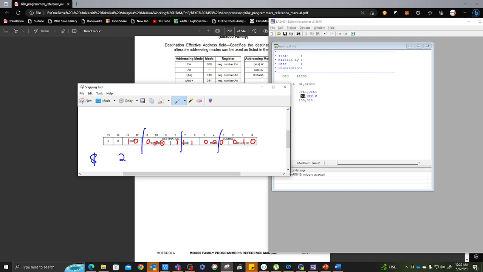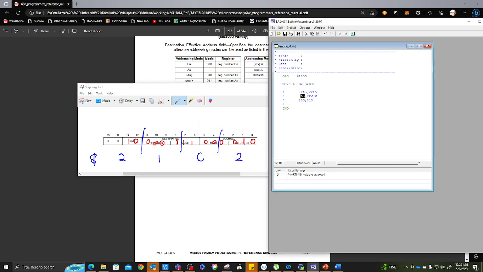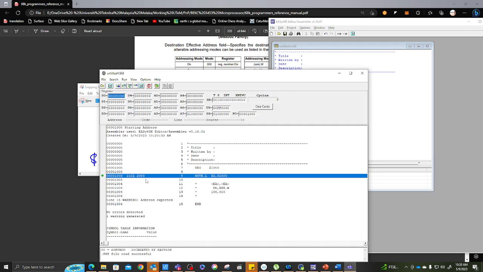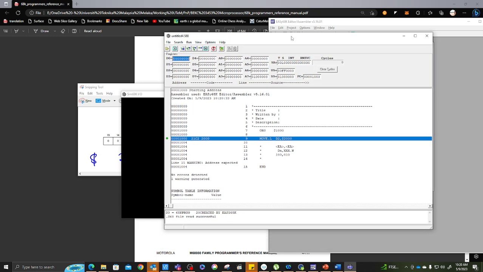So this is 2 and this is 1. This is 8 plus 4 is 12. Hold on, 12 in decimal, change to hexa is C, and this is 2. 21C2. Is it correct? Let's look at the answer. Yeah, the answer is 21C2. Alright, so refer to this one. This is for the first example of move. We are going to learn another syntax in another video. Thank you very much.